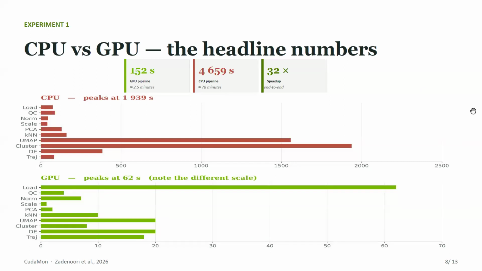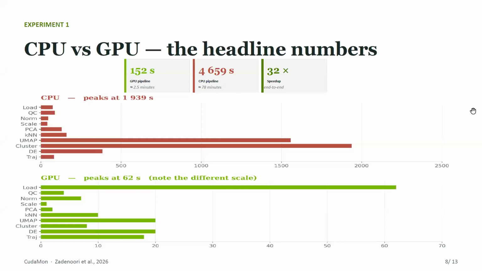But if we look at the steps, we can see that in some computationally intense steps like UMAP and clustering, which take like 1,600 seconds on CPU, they enjoy the most acceleration on the GPU version of the workflow, where both of them ran below 20 seconds. And it shows that the implementation works because we expect this acceleration to be more on the side of these computationally intense steps.